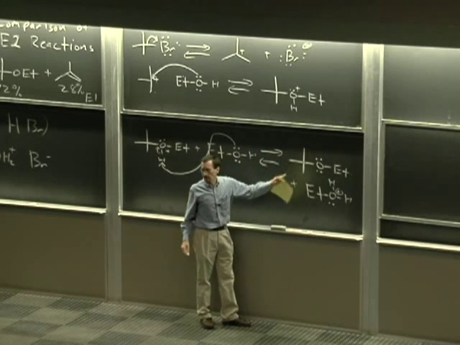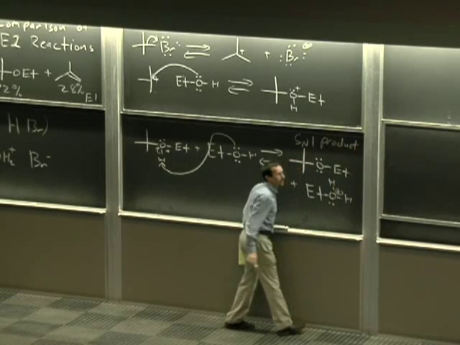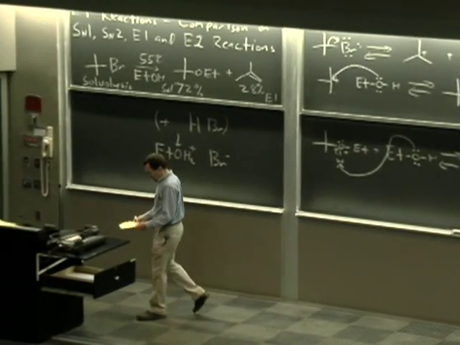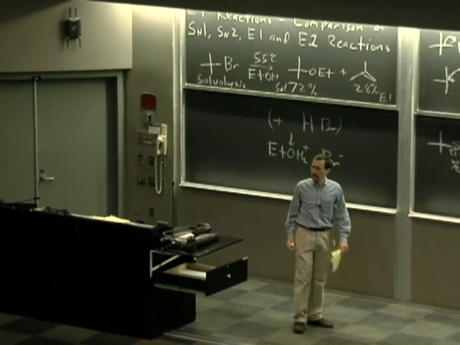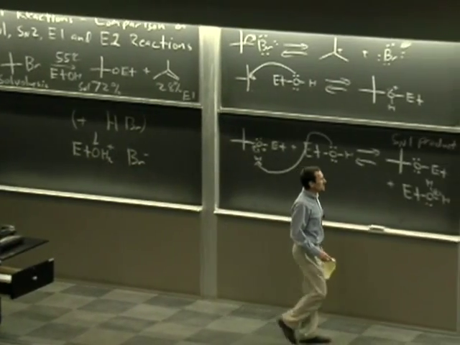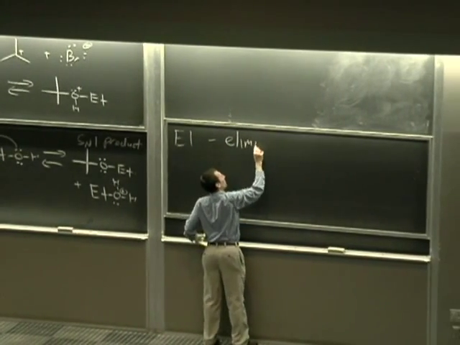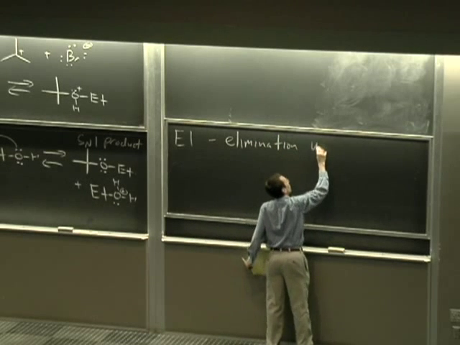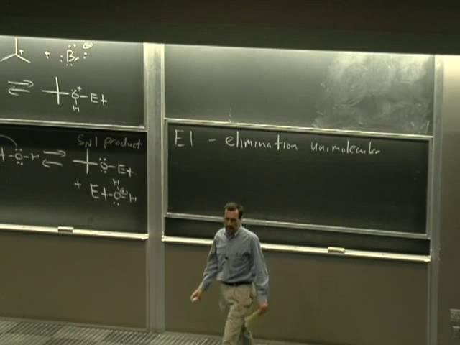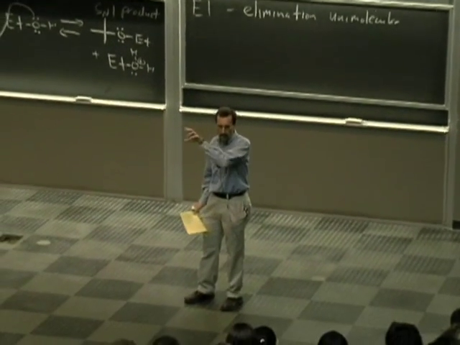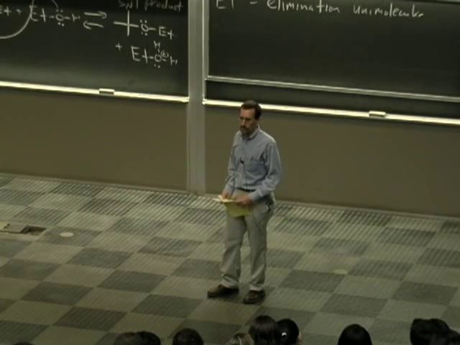So this gives rise to our SN1 product. Now, there's a second pathway that the carbocation can undergo, and as I've already hinted, that's E1 elimination. That means elimination unimolecular. The carbocation can react with a nucleophile, having it attack in the pathway we've seen that leads to the SN1 product, but it can also react by losing a proton.